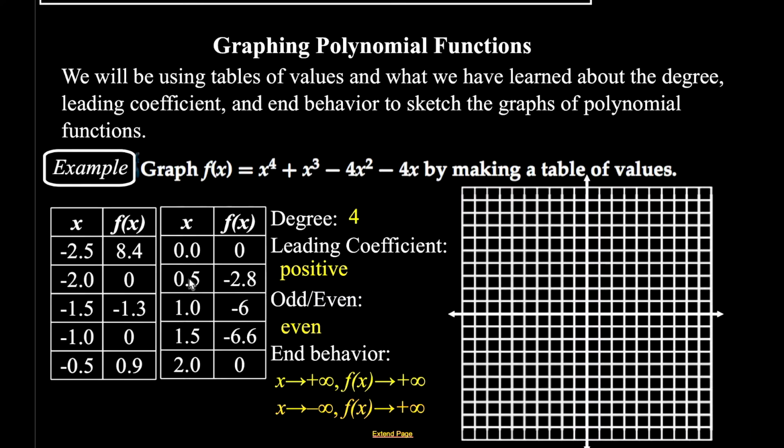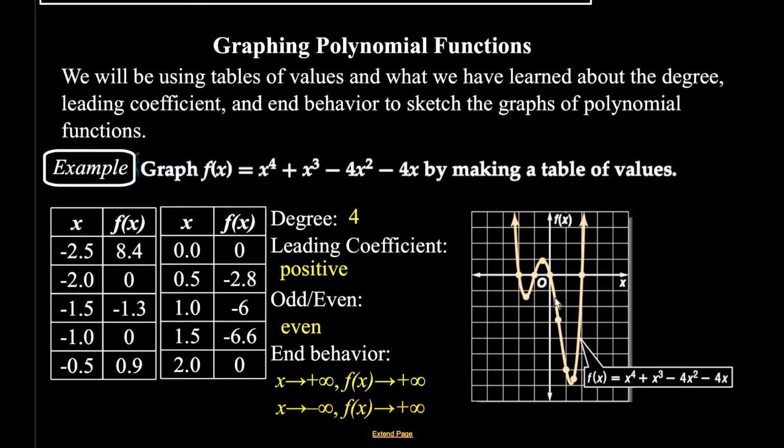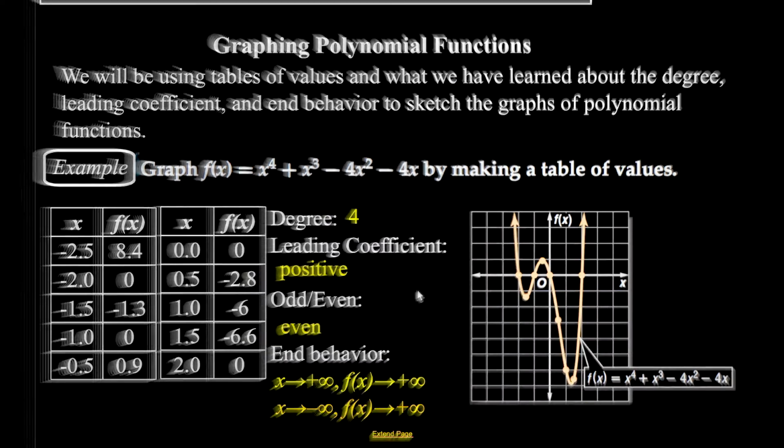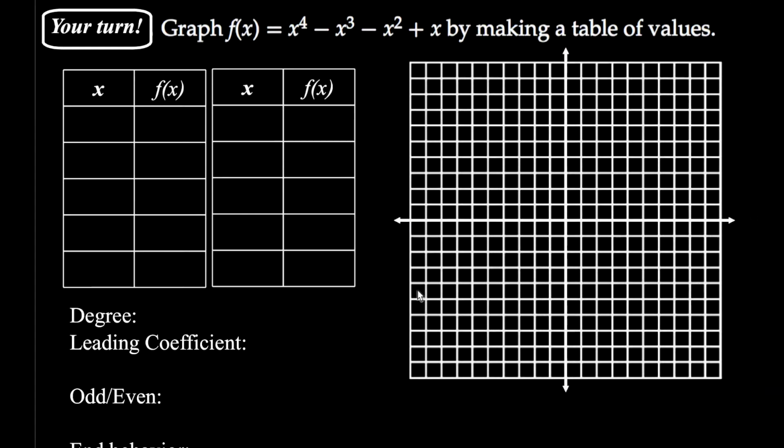So then what you would do is you would plot these points, and these are going to be approximations on your graph when you get things like 1.3 or 0.9. This is just a sketch, so just sketch those points. Kind of looks like a goofy W. So that's kind of what we're looking to do. Here's one for you to try. Go ahead and fill out the table and all the information and then sketch the graph.